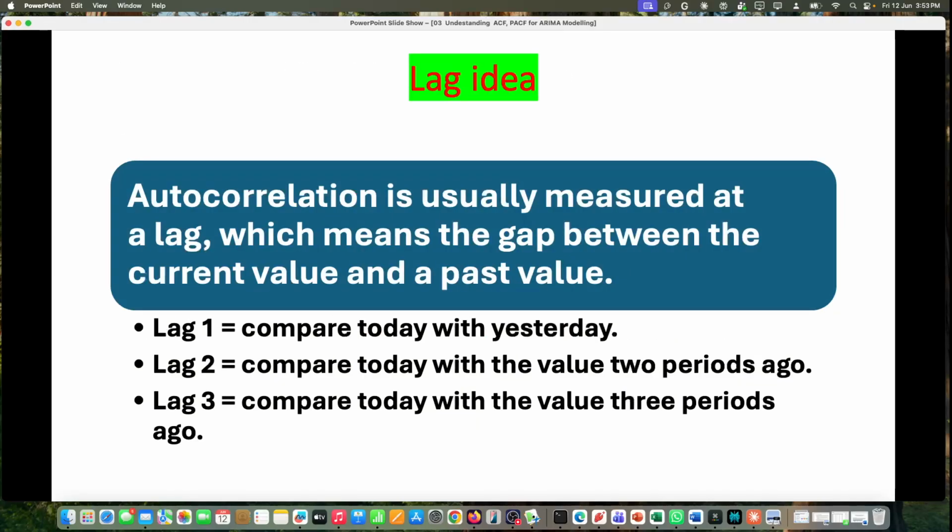So how are you going to do the autocorrelation? First we have to calculate lag 1, lag 2, lag 3. So creation of lag is important. What is lag 1? It compares today's data with yesterday. Lag 2 compares today's data with 2 periods back. Lag 3 means compare today's value with 3 periods back. So that is the purpose of creating lags, which is essential in modeling, in the ARIMA model.